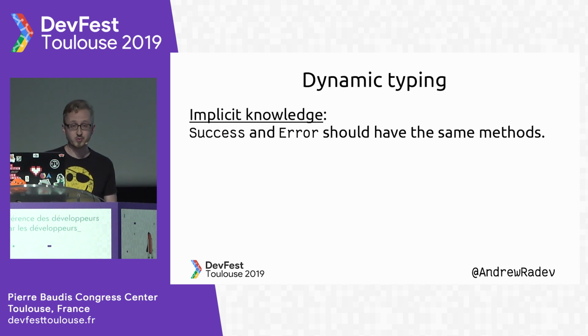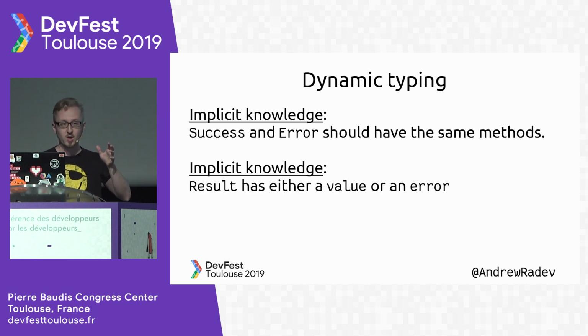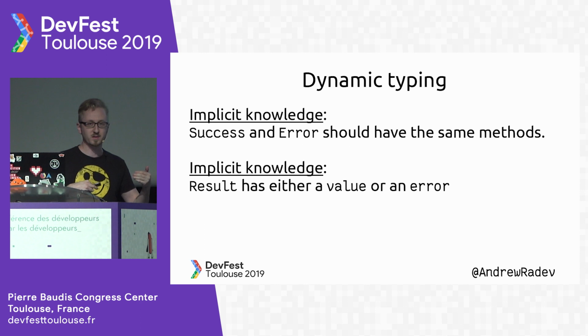The problem is we need to know that they have the same methods. We need to maintain the same methods in both of these types. This is an implicit piece of knowledge. We need to be aware of this. And it's the same case with the result. We need to be aware that a result, in this Ruby example that I showed you, should have either a value or an error, but never both.